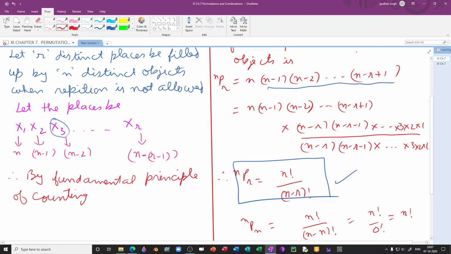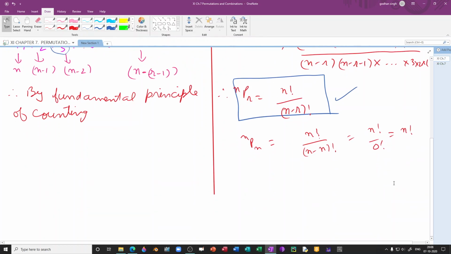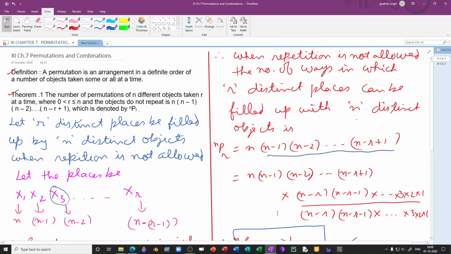And if we compare this, what will we be getting? Therefore n factorial over 0 factorial will be equal to n factorial, and this can be written as n factorial times 1. So comparing them, what we will obtain is that 0 factorial is equal to 1. So this is the logic behind taking 0 factorial as 1. So with this, our concept of permutations is complete.